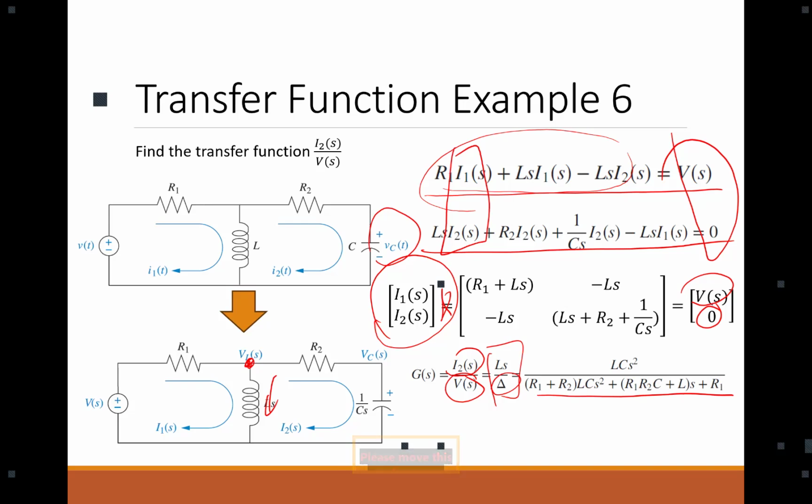Now, if you wanted to have VC as the output, what should you do? Here, the transfer function describes I2 over V, so the output is the current passing through the capacitor. If you want to have the voltage across the capacitor as output, what should you do?